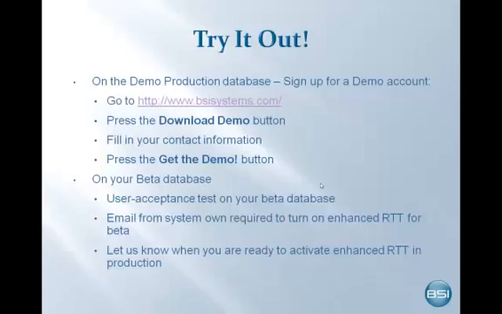If you already have a demo account, log on as usual. To sign up for a demo account, you can go to the URL listed here, press the Download Demo button, fill in your contact information, and press the Get the Demo button. To enable the Requisition Task Template functionality on your beta database, email permission is needed from the system owner. We will then turn on the functionality, and you can test on beta as you would test any new enhancement.